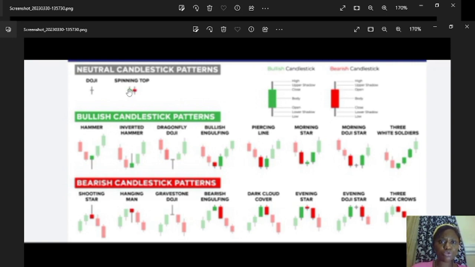These are always neutral candlestick patterns. They always show indecision about where the market is about to head. Most times you see this candlestick form at the resistance or support area of the market.